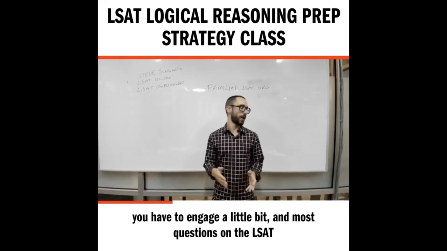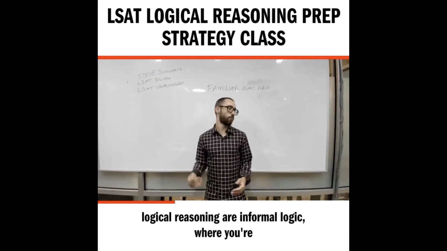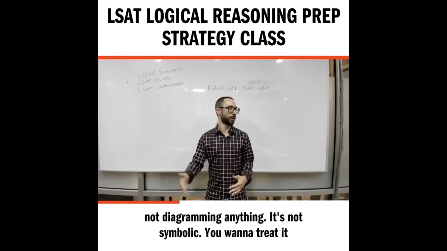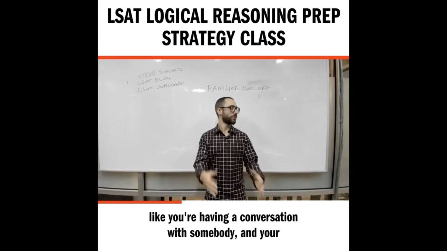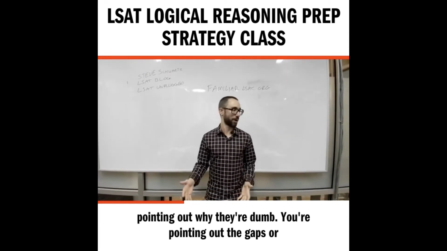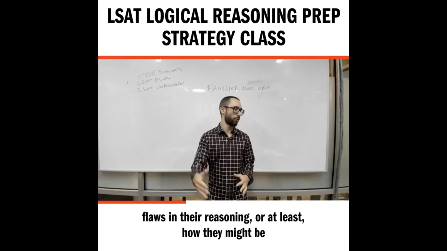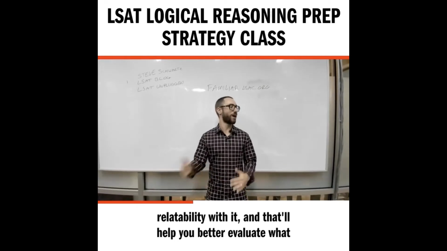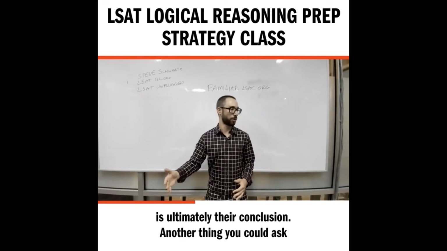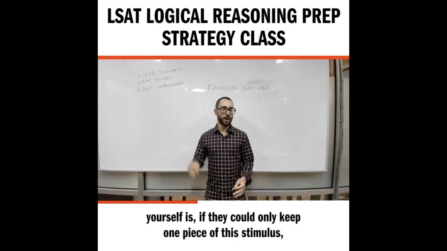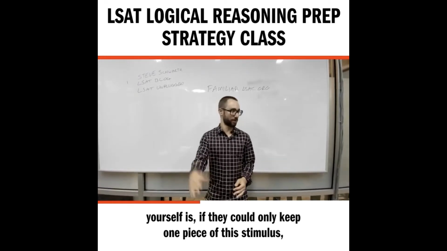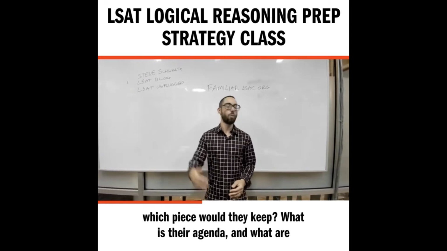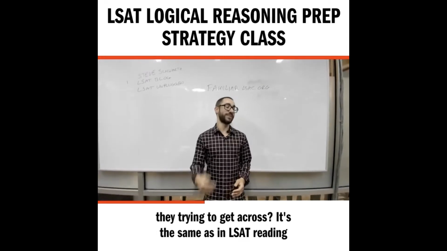And most questions on the LSAT logical reasoning are informal logic, where you're not diagramming anything, it's not symbolic. You want to treat it like you're having a conversation with somebody and you're pointing out why they're dumb. You're pointing out the gaps or flaws in their reasoning, or at least how they might be vulnerable in some way. And so try to have that real world relatability with it, and that'll help you better evaluate what is ultimately their conclusion. Another thing you could ask yourself is, if they could only keep one piece of this stimulus, which piece would they keep? What is their agenda, and what are they trying to get across?